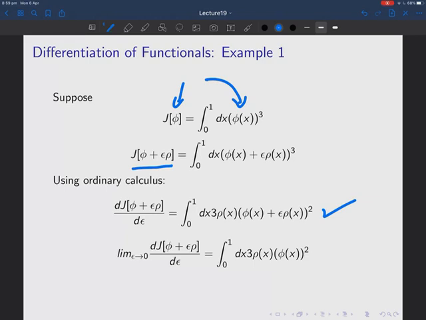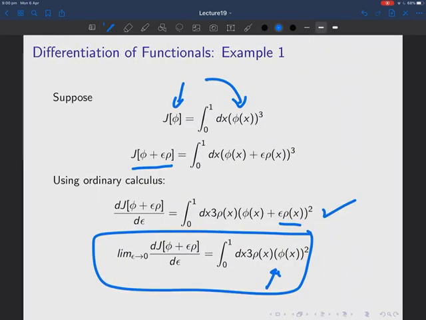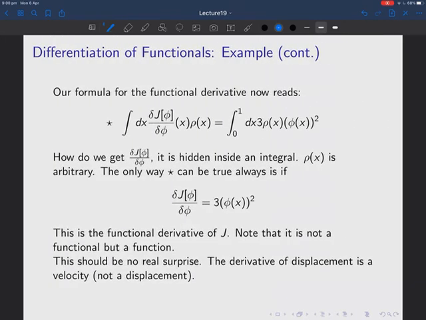Then I take the limit of dj of phi plus epsilon rho d epsilon as epsilon goes to 0. So that bit goes away, and I'm just left with that. So that's the right-hand side of this definition here. That just involves ordinary calculus. That's actually straightforward. And our functional derivative formula now tells us that that right-hand side is equal to this.